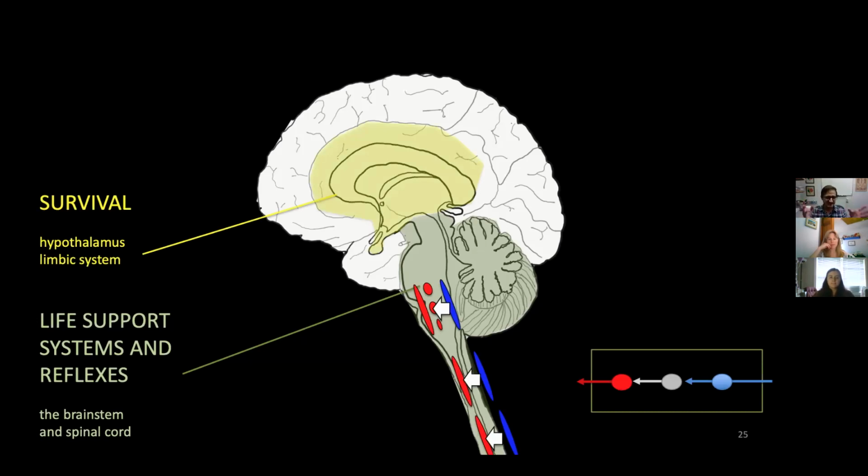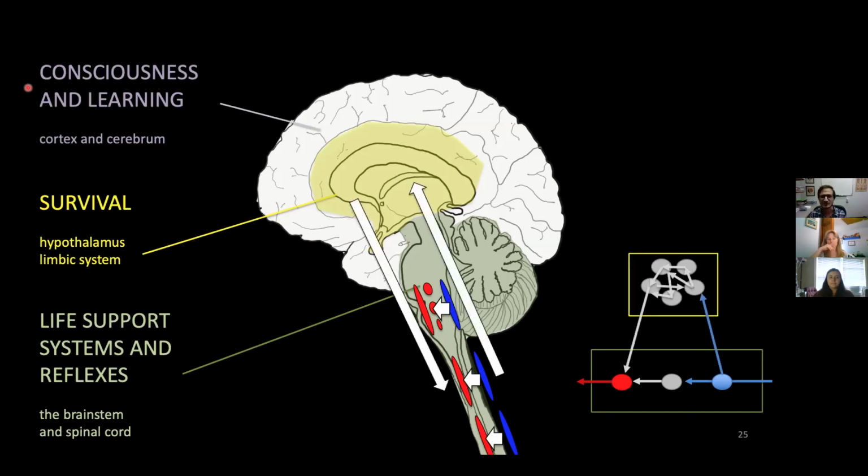So the next level up, the next floor above, is the sort of survival level, where we've got structures called the hypothalamus and the rest of the limbic system. These are important for emotion, and emotion is important for survival, getting you to run away from scary things and run towards good things. But at the very top level of the nervous system, where we have more in-between neurons than ever, is where we have consciousness and learning taking place.